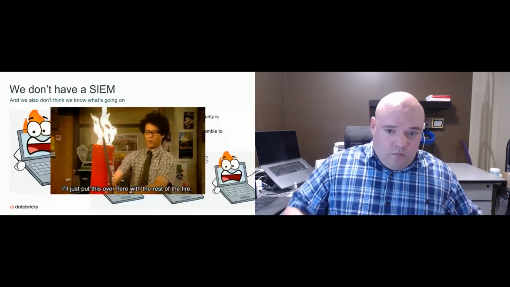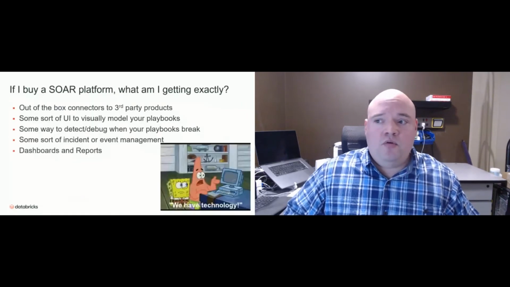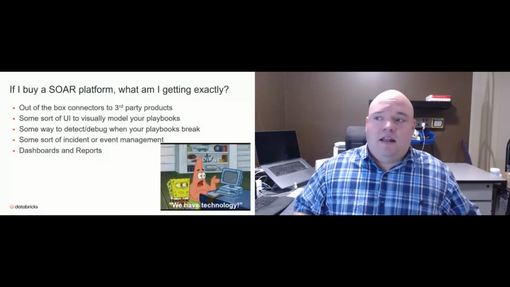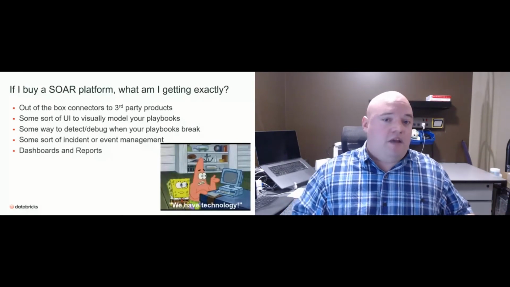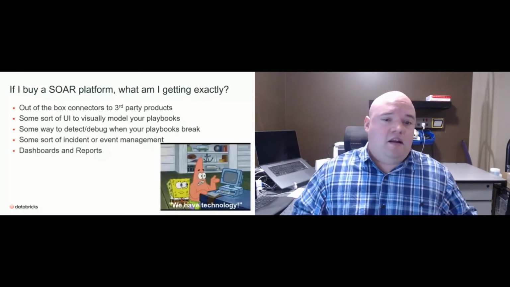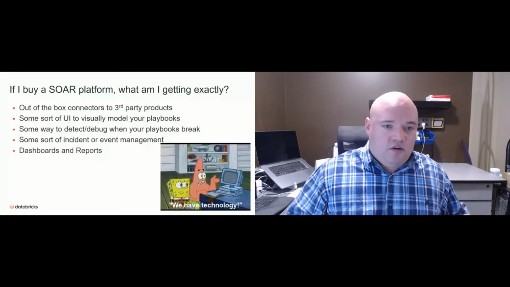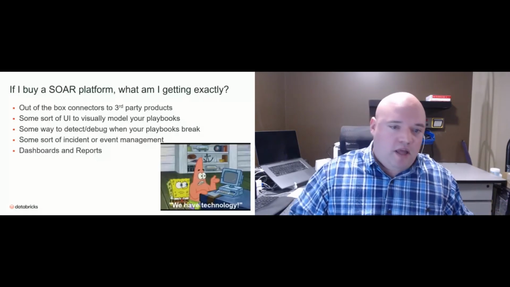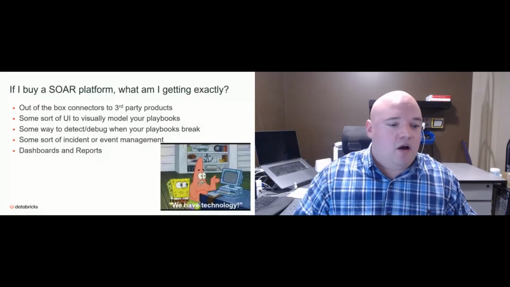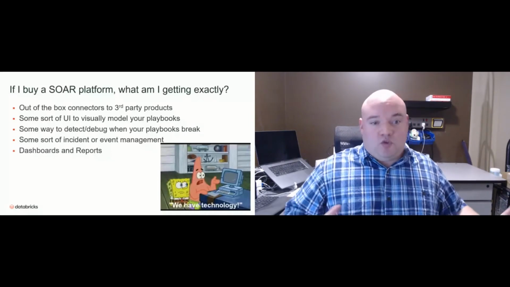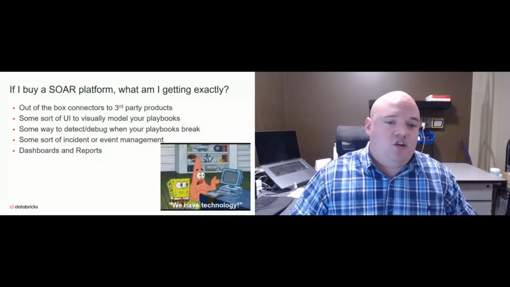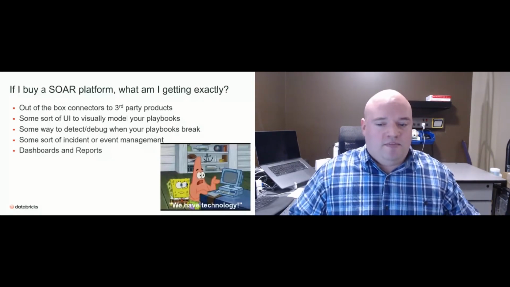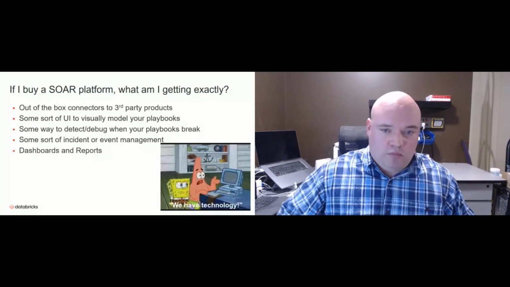So we've kind of passed through the list of archetypal companies. Now, if they actually go out and buy a SOAR platform, what are you actually getting? You're getting out-of-the-box connectors to third-party products. You're getting some sort of a UI to visually model your playbooks. You're getting some way to detect or debug when your playbooks break. You're getting some sort of incident response and incident management, and you're getting dashboards and reports, right? These are the essential things that you're buying when you buy into a SOAR platform.